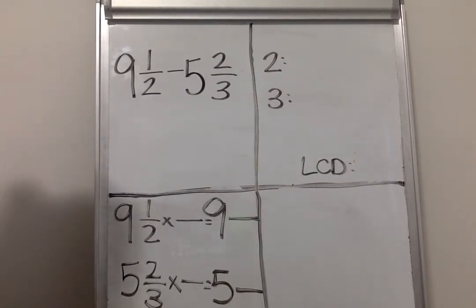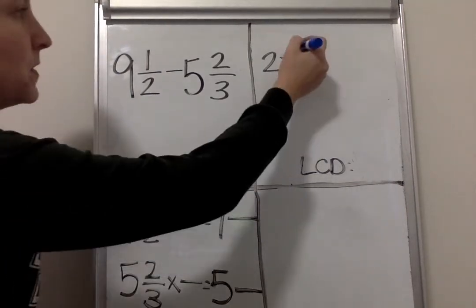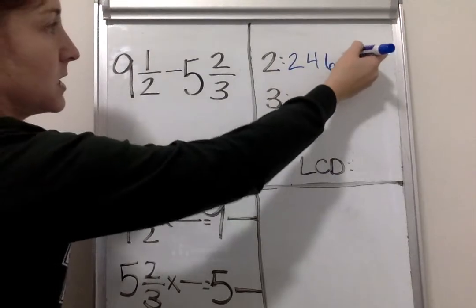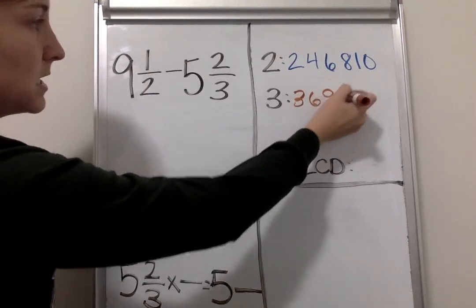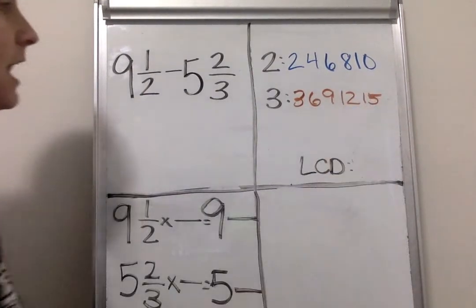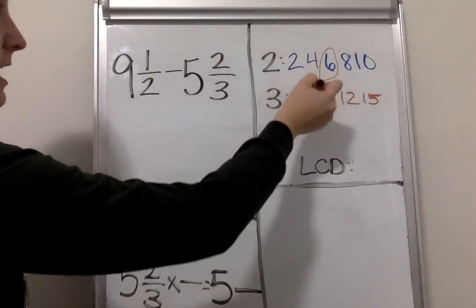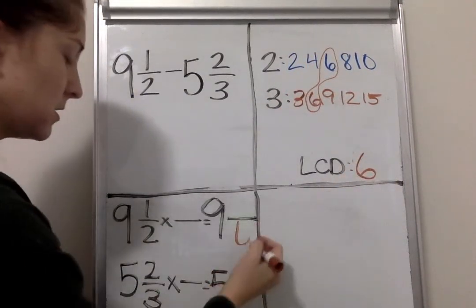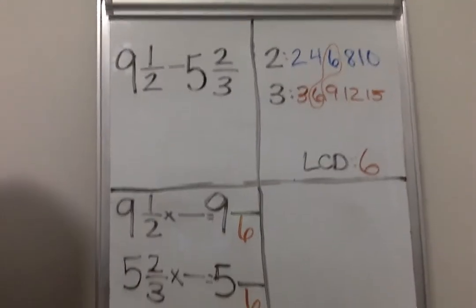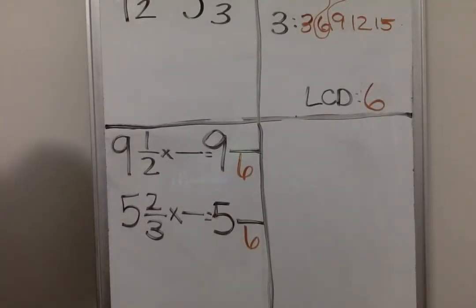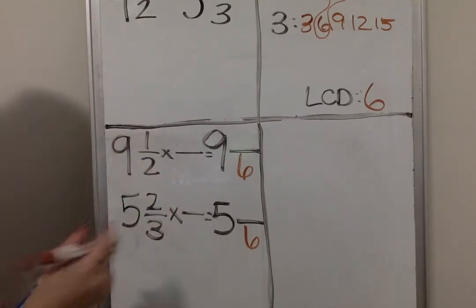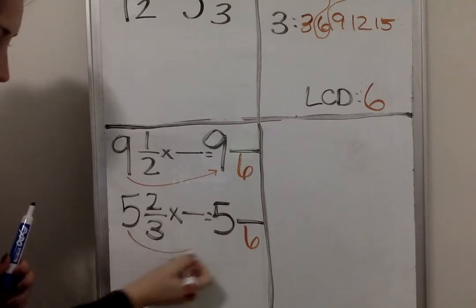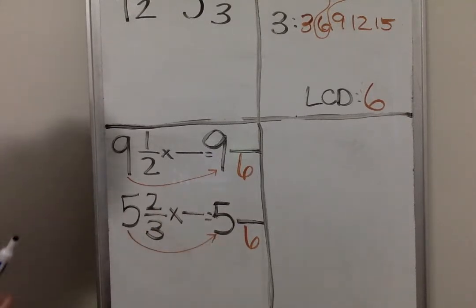Again, following the 4 square method, I've got to come over here to my second box where I list the multiples. So I've got 2, 4, 6, 8, 10. For 3, I would have 3, 6, 9, 12, 15, and I automatically see that they have 6 in common. So that's going to be my LCD, and I'm going to get it jotted down in my third box as well. So I've got 9 1/2 times something equals, and I've already got that 9 moved over because remember, I don't need to do anything with the whole numbers except carry them over.